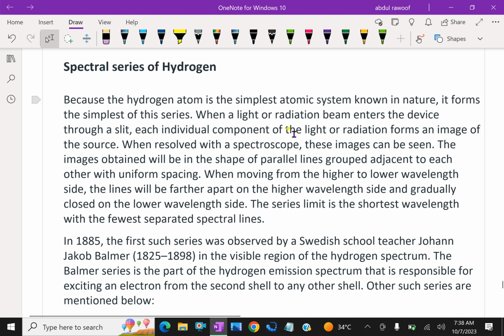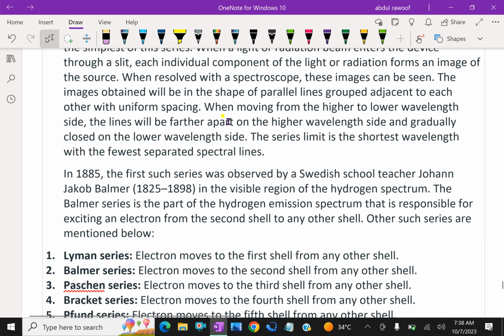When a light or radiation beam enters the device through a slit, each individual component of light or radiation forms an image of the source. When resolved with a spectroscope, these images can be seen. The image obtained will be in the shape of a group of parallel lines adjacent to each other with uniform spacing.